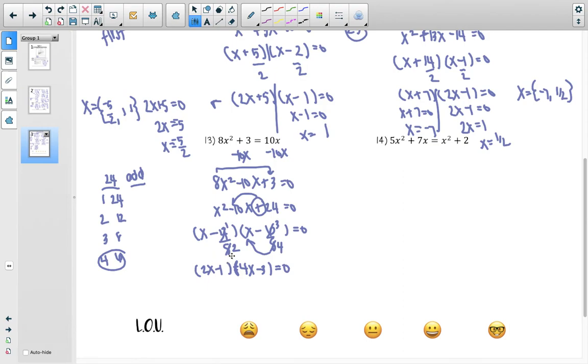Okay, you're going to set each one equal to 0. Now we've done 2x minus 1 several times, so it does equal a half. You can look at it up here.